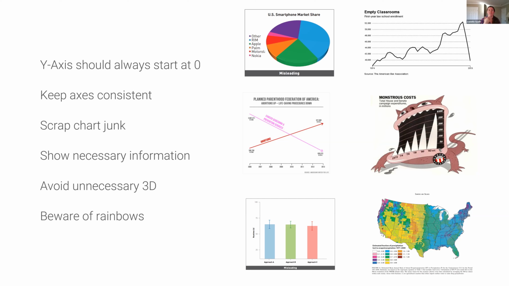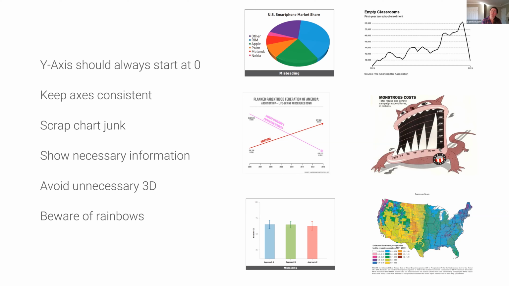Scrap chart junk. Visual imagery and embellishment can cause all sorts of rhetorical issues that can bias people's perception and memory of the data. Show the necessary information. Simple is good, but not when it hides the things that people need to know to make effective decisions. Avoid unnecessary 3D. 3D perspective can distort the ways that our data is presented in ways that lead to false conclusions. And beware of rainbows.